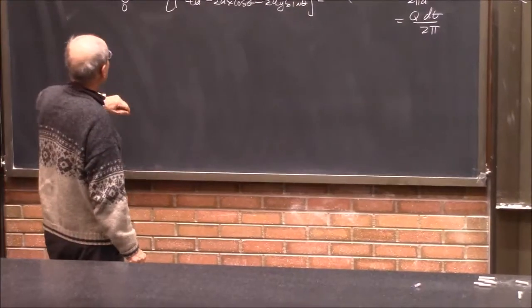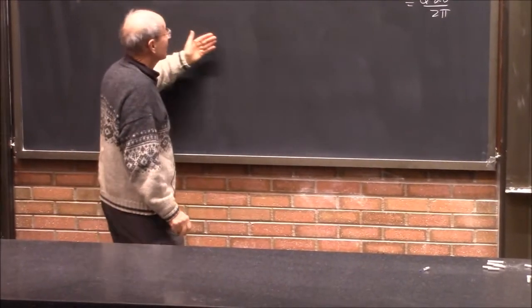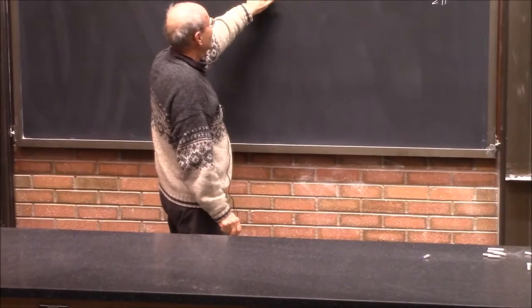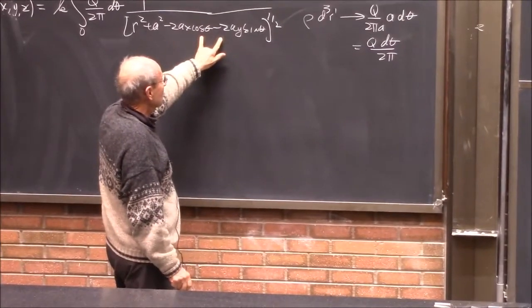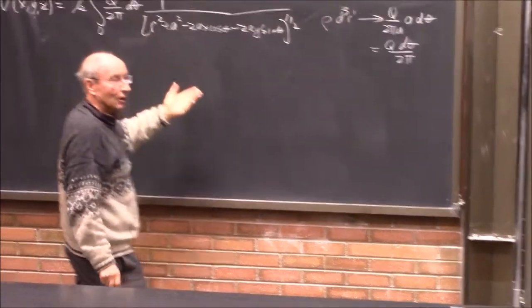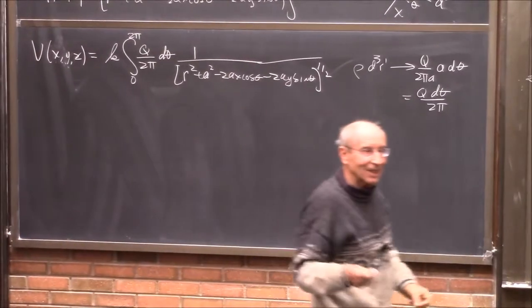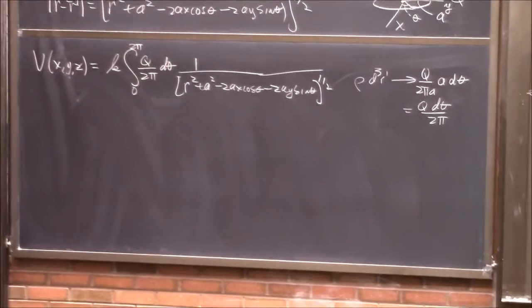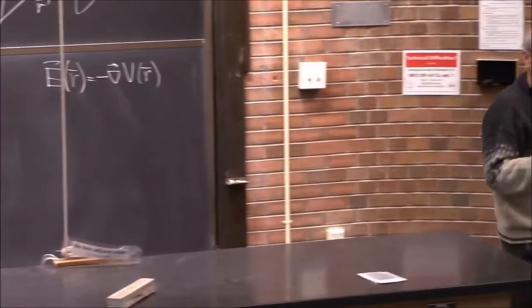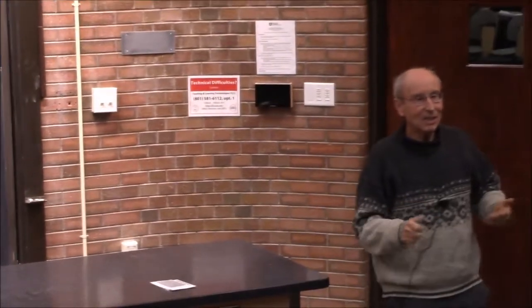Okay? Now, look at this integral. They have a heart attack. I mean, you're integrating 1 over the square root of a constant, minus some constant sine theta, minus some constant cos theta. You're not going to do that analytically. So in general, you would have to do that numerically.